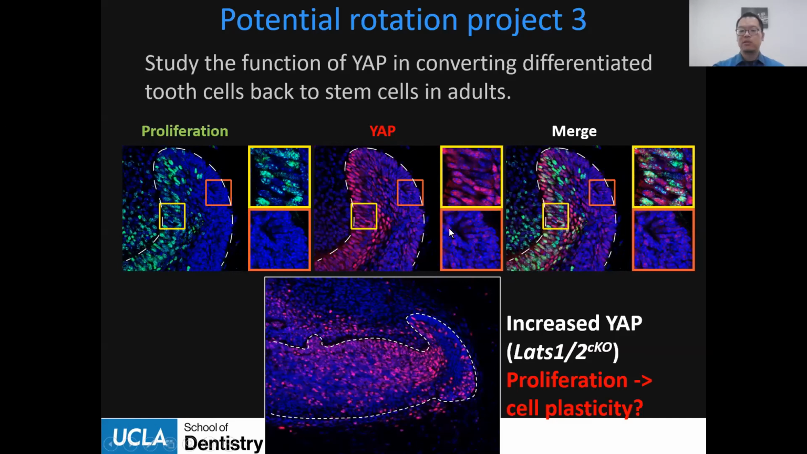We have also found that when there is an ectopic increase of YAP activity in the more differentiated cells, these cells resume proliferation, and we suspect that they may have been converted into a more progenitor-like state. So a third potential rotation project will be to further look into this and think about how YAP may convert differentiated cells back into a stem cell-like state. If this is true, then this could potentially hold regenerative potential for treating patients and deriving new stem cells.